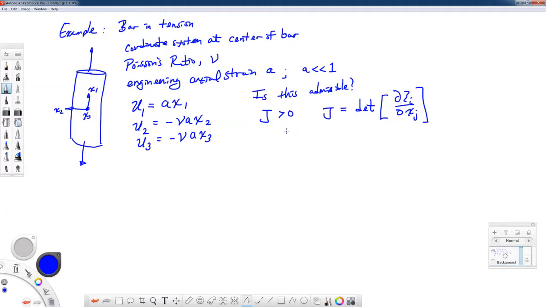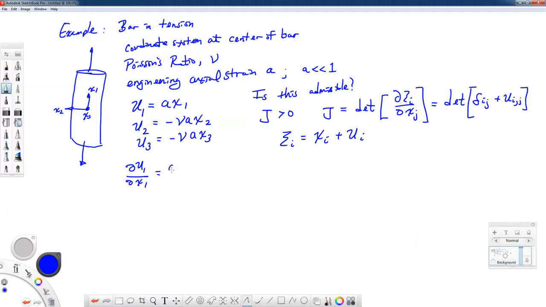Now, of course, if we remember, the final position of the body is equal to the initial position of the body plus the displacement. So when we evaluate this, we're going to evaluate the determinant of the partial derivative of x_i with respect to x_j, which is Kronecker delta ij plus the partial derivative of u_i with respect to x_j, which we can write in the common notation u_i comma j. So we need to find some partial derivatives. We'll go ahead and list them all right here.